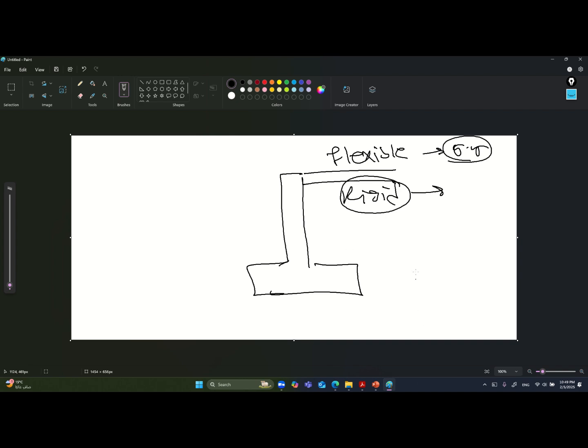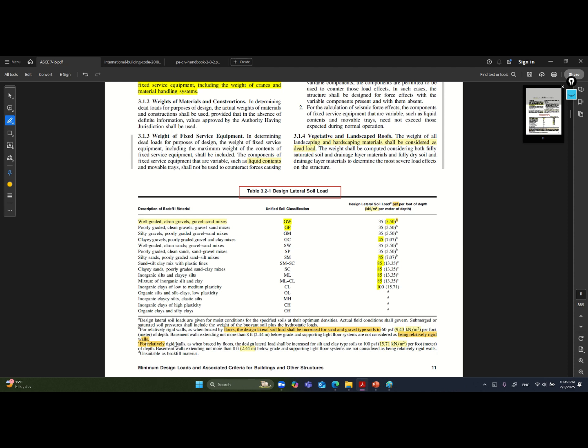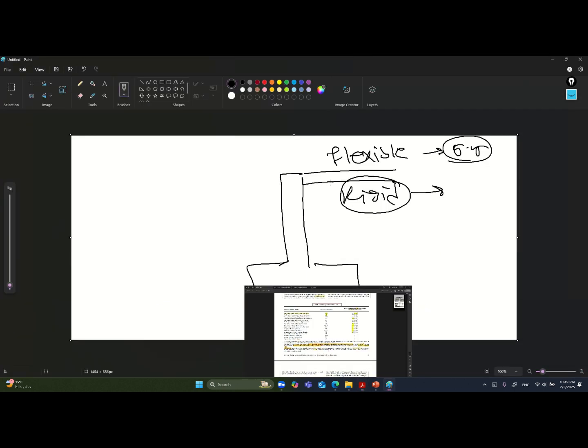So it is important to also read the notes that are given here. Another example: he tells you that if the basement walls extend not more than this value, then they will be considered relatively rigid walls. That is the tip and trick in the exam: if they give you a basement wall and the wall height is less than this value, then it will not be considered rigid, it will be considered flexible, and you can use this value directly. That is the idea of chapter 3.